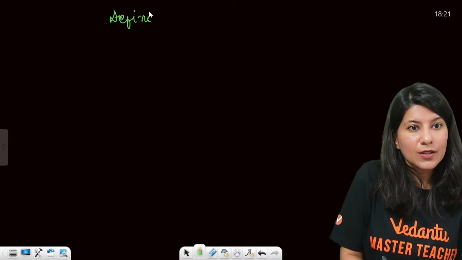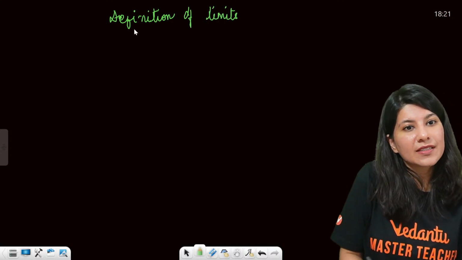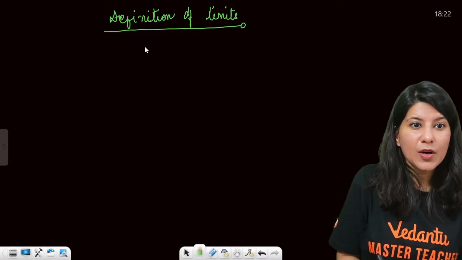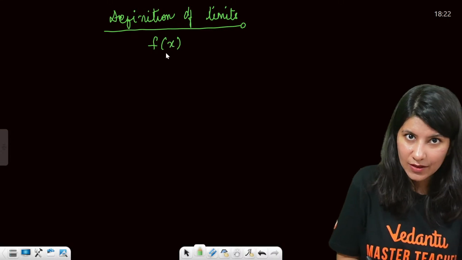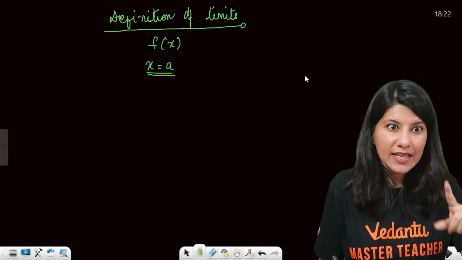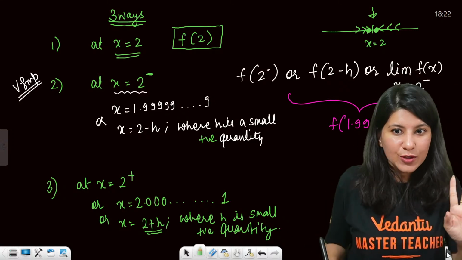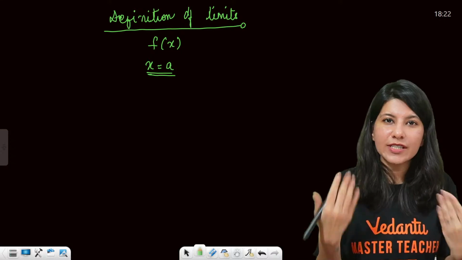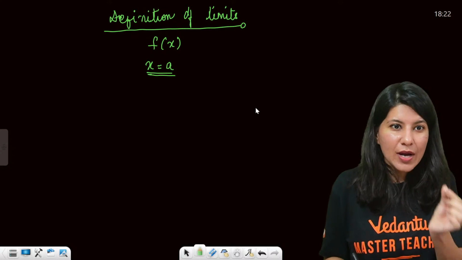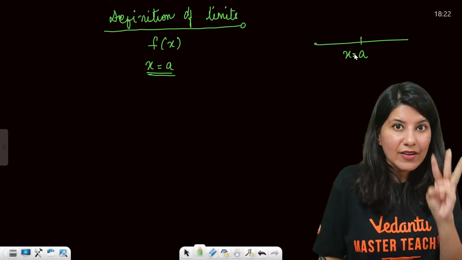Let me tell you the definition of limits. Suppose you are talking about a function f of x, and you are talking about x equals a. In the previous case we took specific x equals 2, but here a could be 1 or 0 or 2 or 3, any real number basically. So you have a function and you are looking at a specific point. I already told you that there are 3 ways to approach.